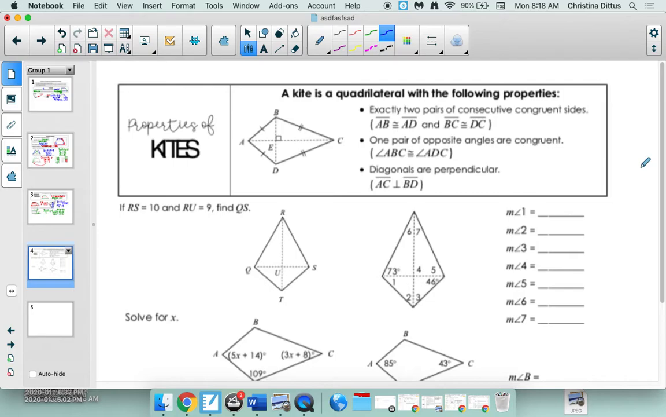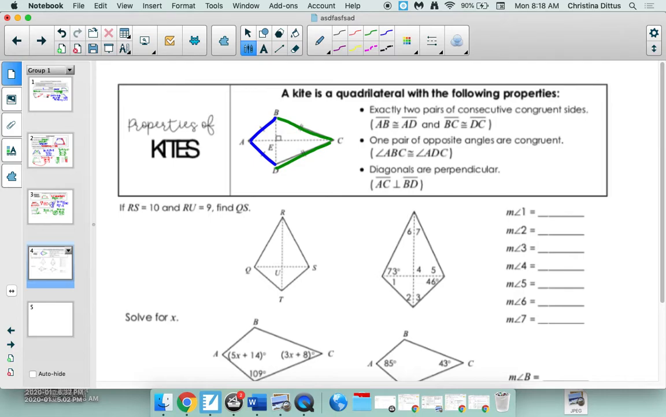Alright, here's all your properties. It tells me exactly 2 pairs of consecutive congruent sides. Consecutive means next to. The ones that are next to each other are equal. So those are equal. And these are equal. It also tells me that 1 pair of opposite angles are congruent. You guys think those are A and C or B and D? Which ones do you think are the same?